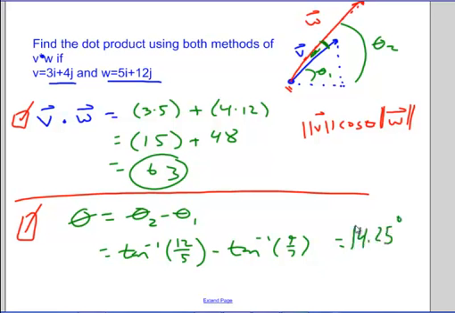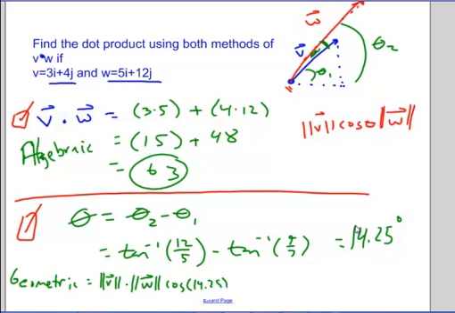Okay, so to use the geometric method, it's going to be the magnitude of v times the magnitude of w times cos of 14.25. And we know that the magnitude of v, because it's a special 3, 4, 5 triangle, is 5, times the magnitude of w. It's a 5, 12, 13 triangle, so 13, times cos of 14.25. And we should get the same answer back.